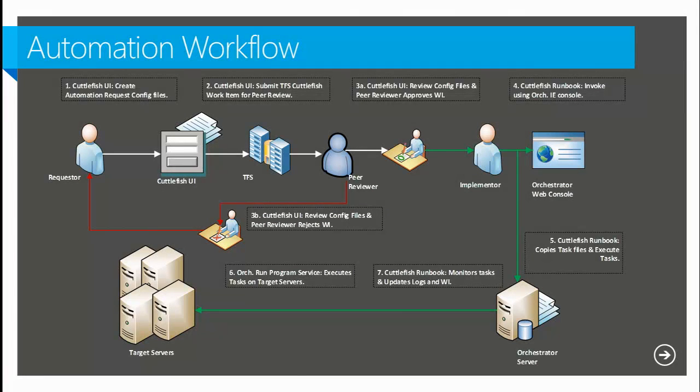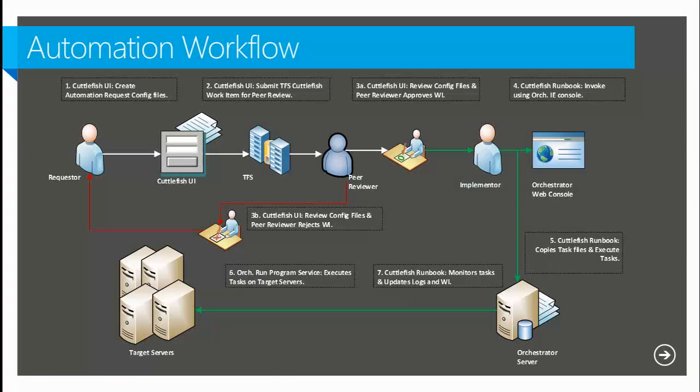An implementer is an operations person who is going to execute it. His task is only the role Arun has shown in the demo. He will go to the Orchestrator web console, put in the work item number and say, done. That's it. The rest is all automated from the Orchestrator. So if you look at the persons involved: a requester, a peer reviewer, and the implementer.